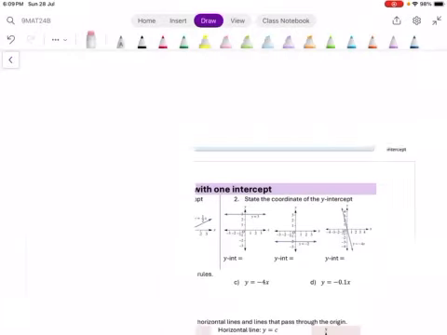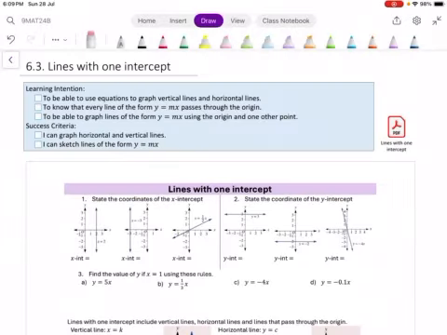Hey Year 9, today we're looking at lines with one intercept. Our learning intention is to be able to use equations to graph vertical lines and horizontal lines, to know that every line of the form y equals mx passes through the origin, and to be able to graph lines of the form y equals mx using the origin and one other point.